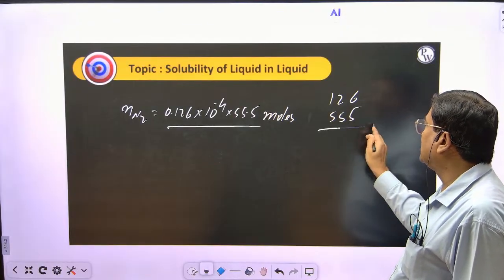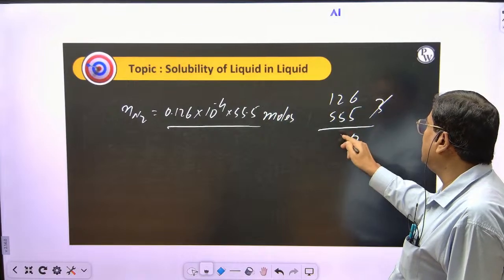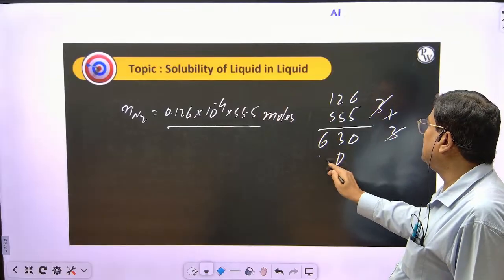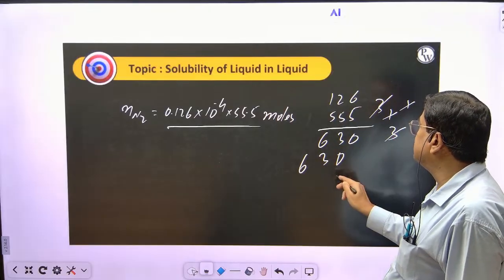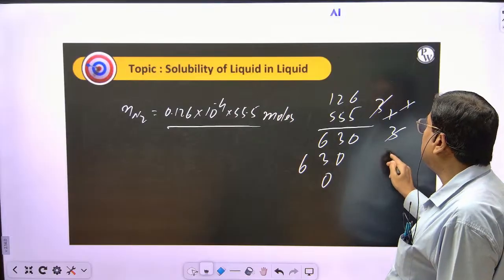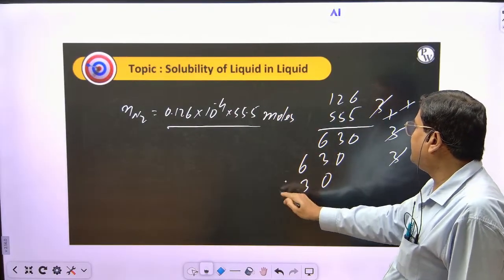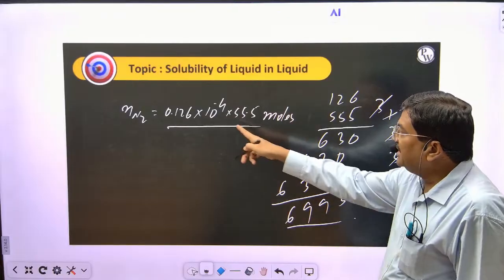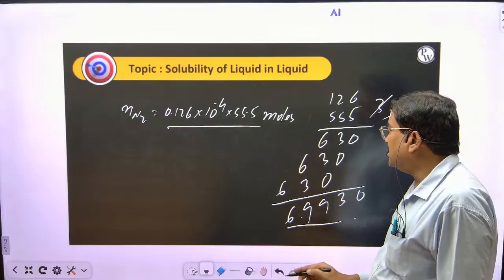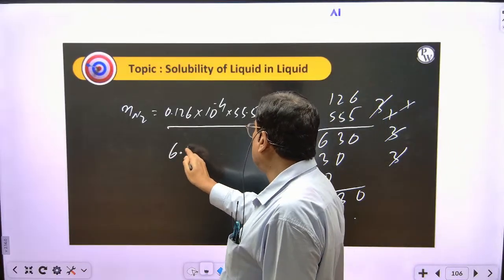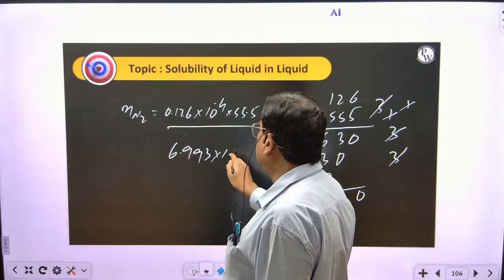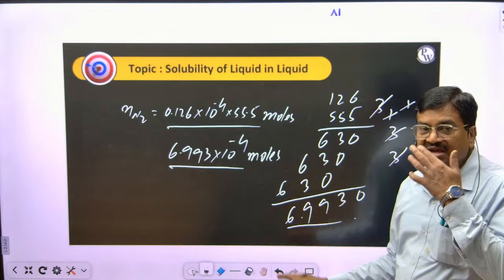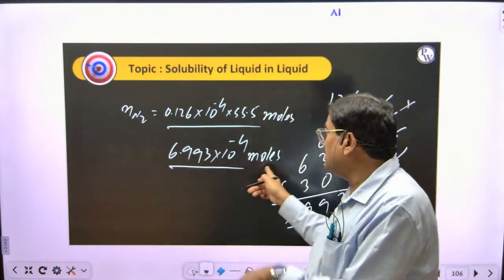Take 555 approximately. 5 6s are 30, 2 5s are 10, 13, 1 5 is 5, 6, and so on. The result is 6993. After how many digits do we place the decimal? After 4 digits we place the decimal. That means it is 6.993 into 10 power minus 4. These many moles we are getting. Check, everyone, did you get the same? This is what we got in moles.